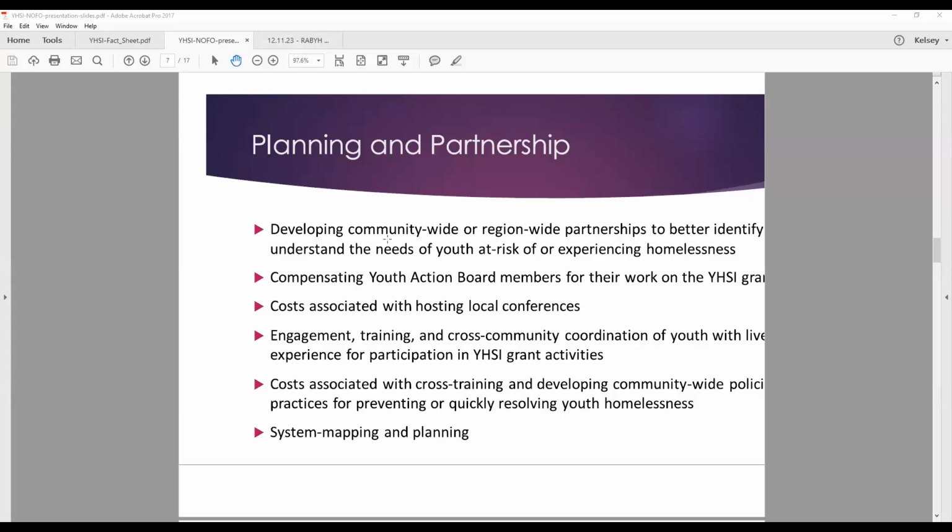Okay, so again, there are four categories that are eligible in this grant. There's planning and partnership, which includes things like developing community-wide or region-wide partnerships to better address youth homelessness, compensating youth action board members for their work, hosting local conferences, engagement, training, and cross-coordination with youth with lived experience, and also systems mapping and planning. So really broad-scale planning efforts to look at what is the system of care for youth experiencing homelessness and where are there gaps.